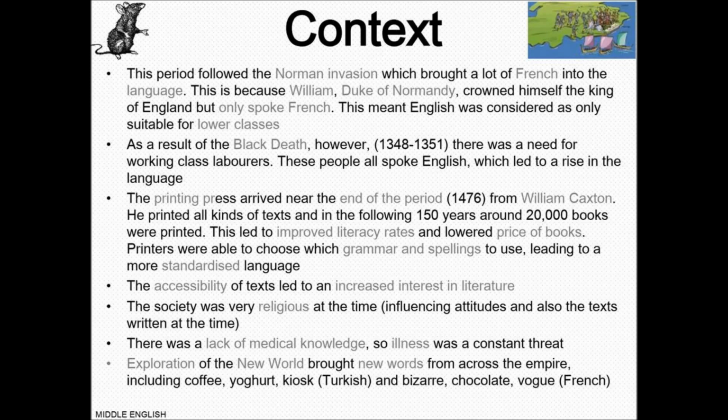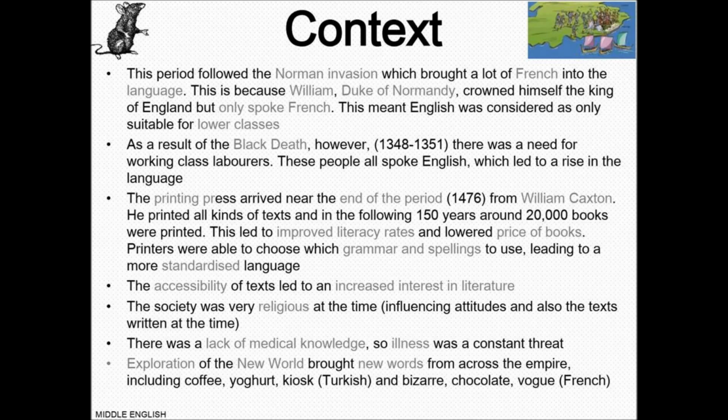So now let us discuss the context of the Middle English period, the historical context specifically, and how this historical context contributed to a great extent to the making of the English language. This particular period followed the Norman invasion, which brought a lot of French words into the English language. Historically, the Norman Conquest is very important because it changed the structure of the English language. This is because William, the Duke of Normandy, crowned himself King of England, but he only spoke French. And this meant English was considered only a suitable language for the lower class people.